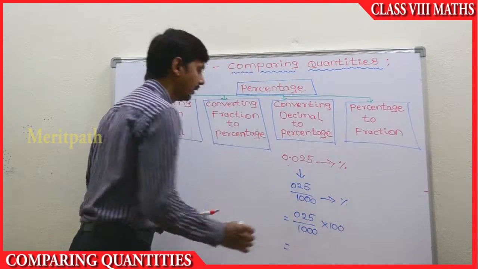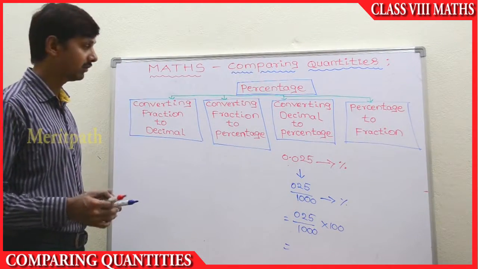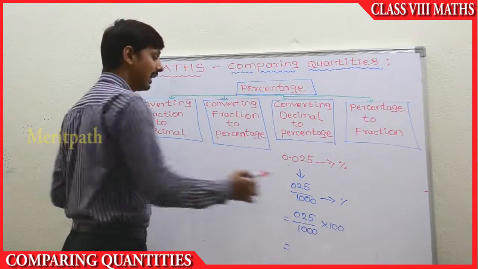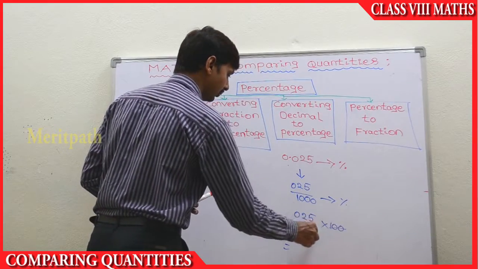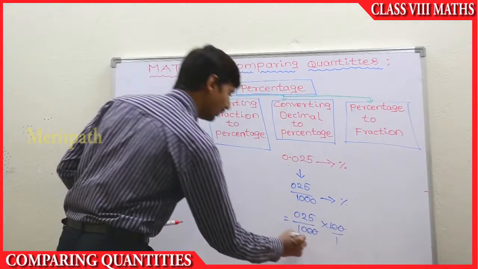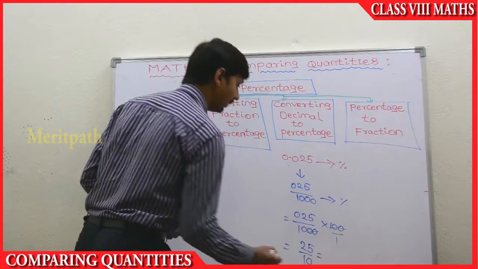Into 100, because we need to change this into a percentage. That's the reason we multiplied by 100. Let's cancel the 2 zeros, because this is a numerator and denominator. Then we get 25 by 10. So 25 by 10, as we know.